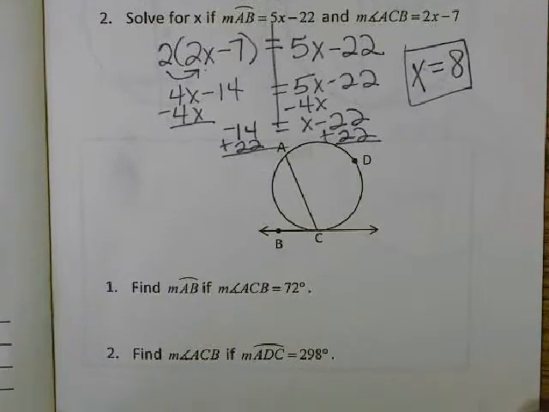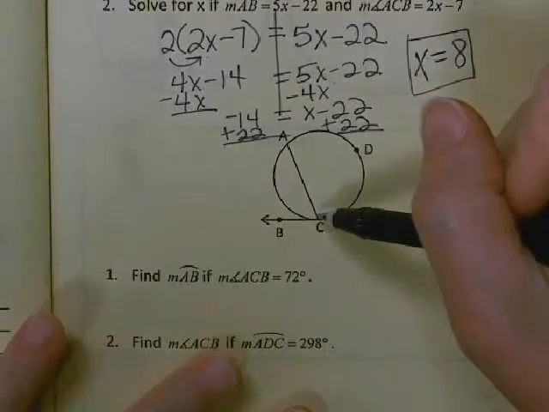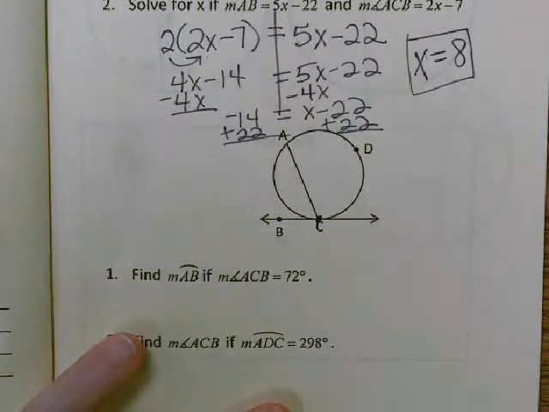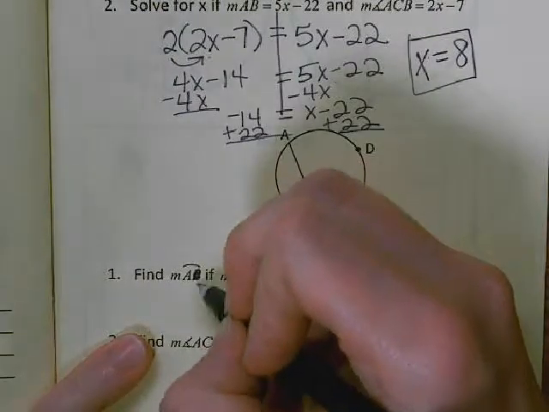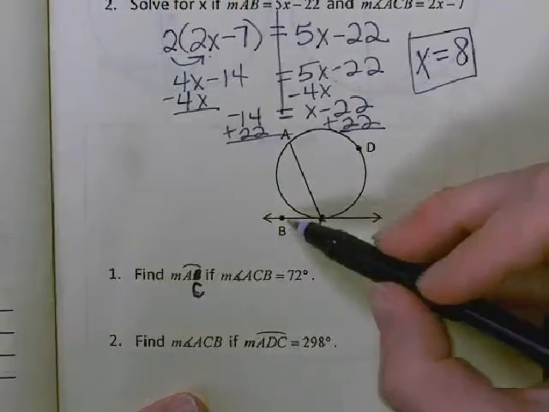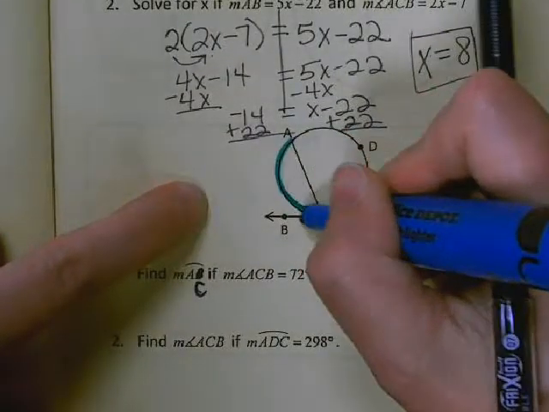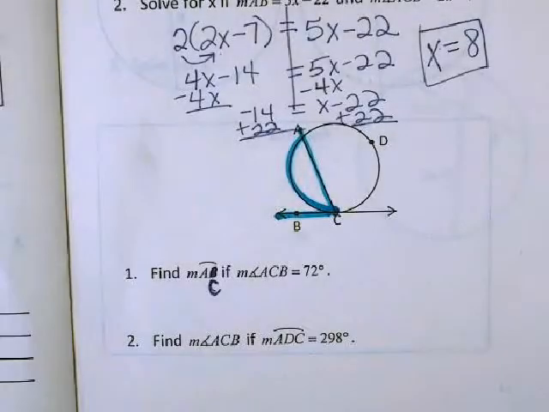Alright, second example. This one's the one with the tangent and the chord. And the tangent and the chord are creating an inscribed angle. Remember, because this point right here where they intersect is a point on the circle. So the first one says, find the measure of arc AB. I think they mean arc AC. Yeah, arc AC. That should be a C right there, because B isn't even on the circle. So they want you to find the measure of arc AC if angle ACB is 72.